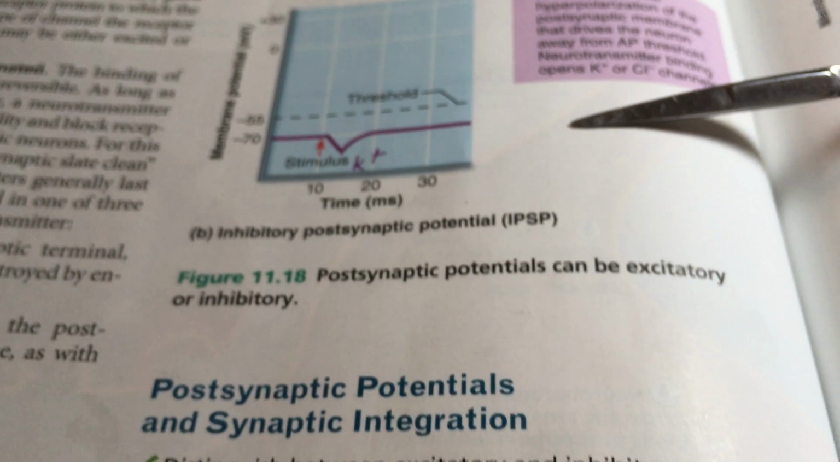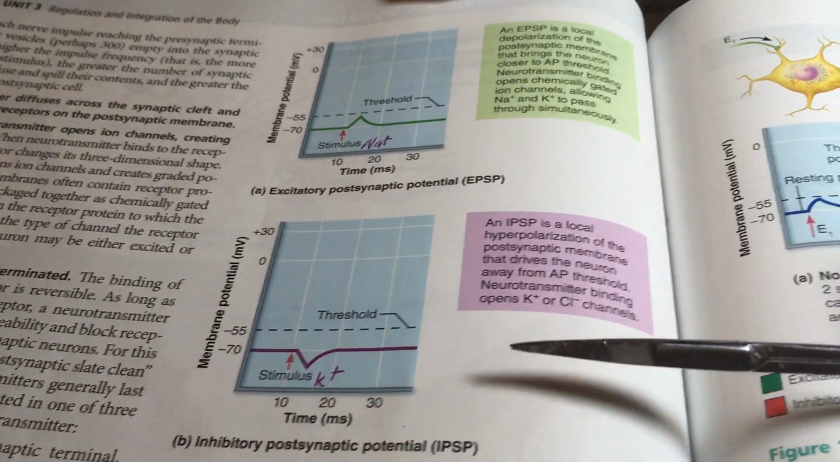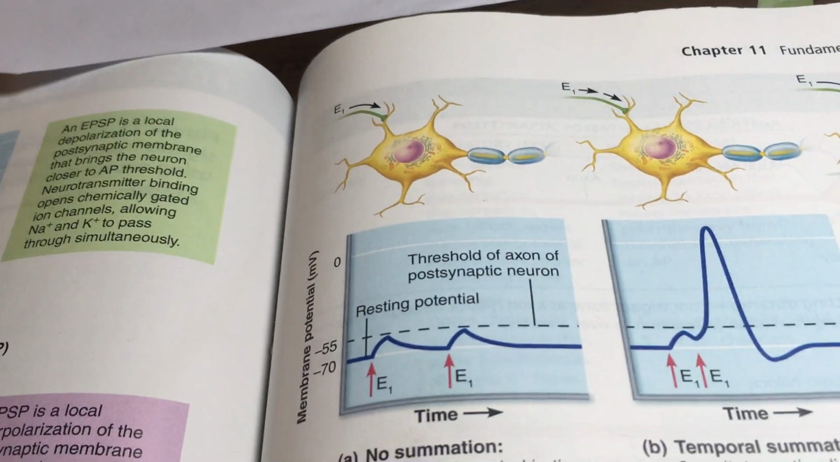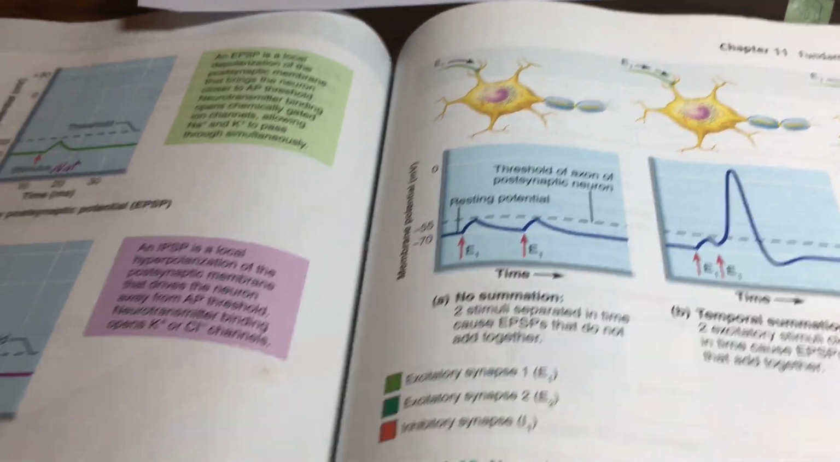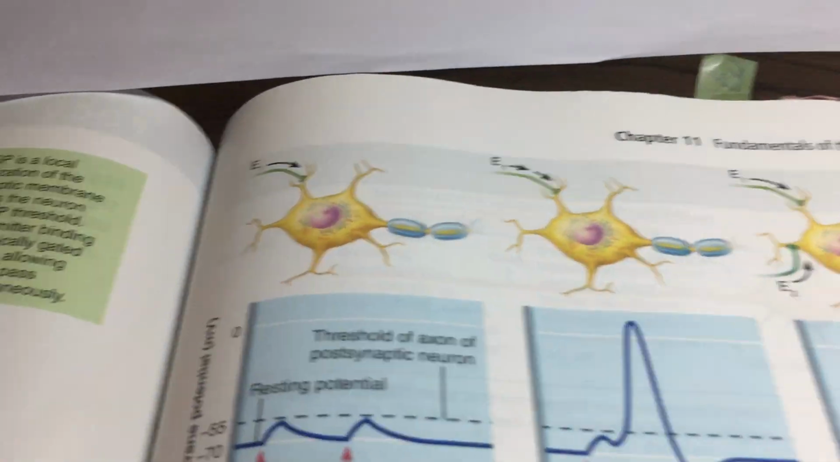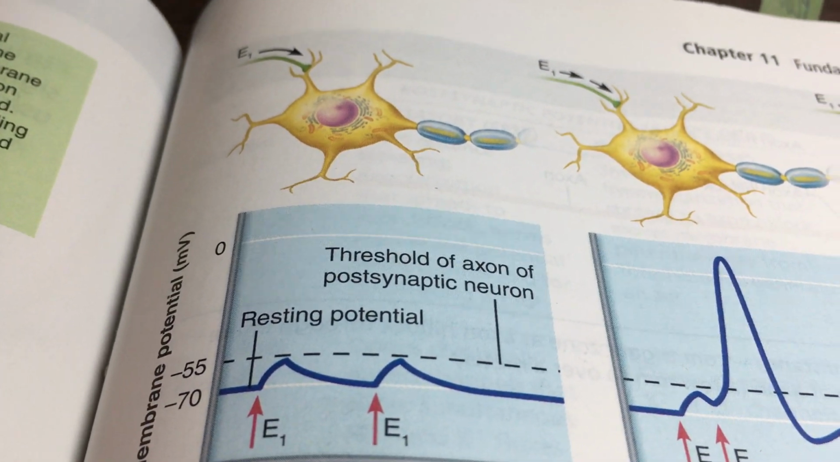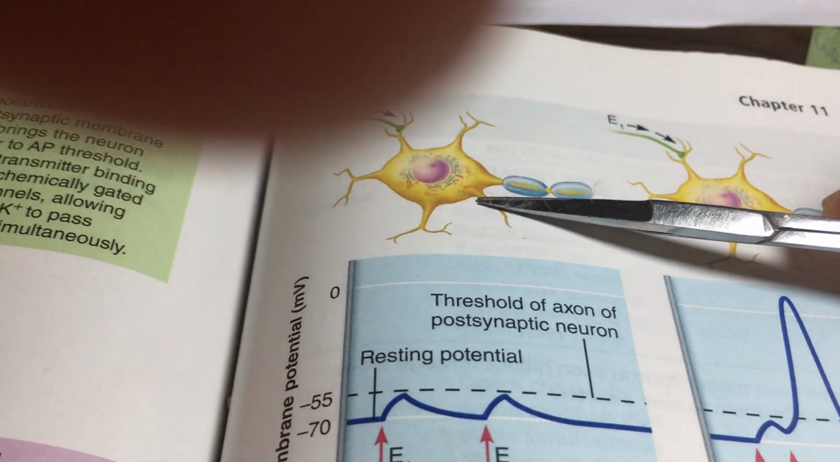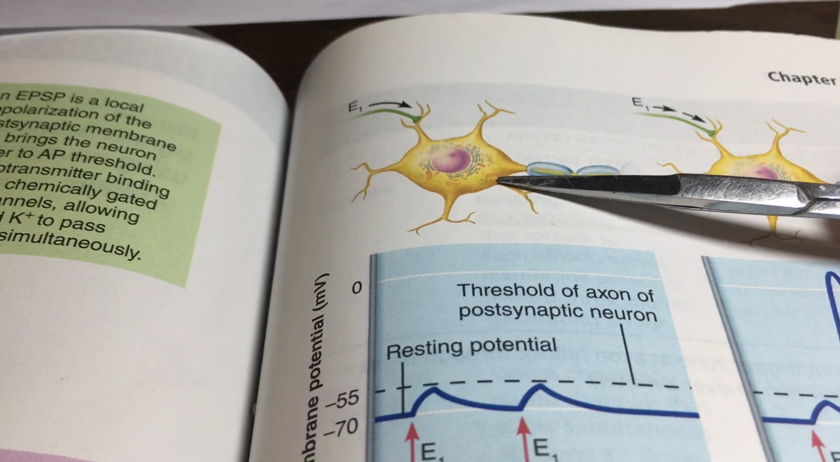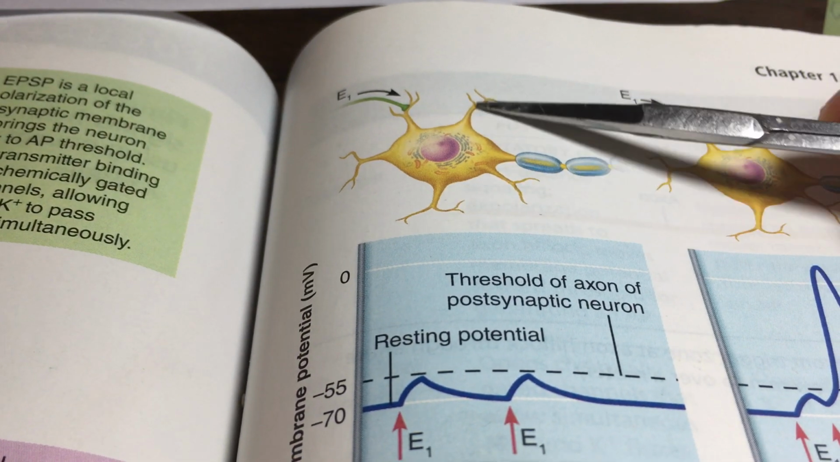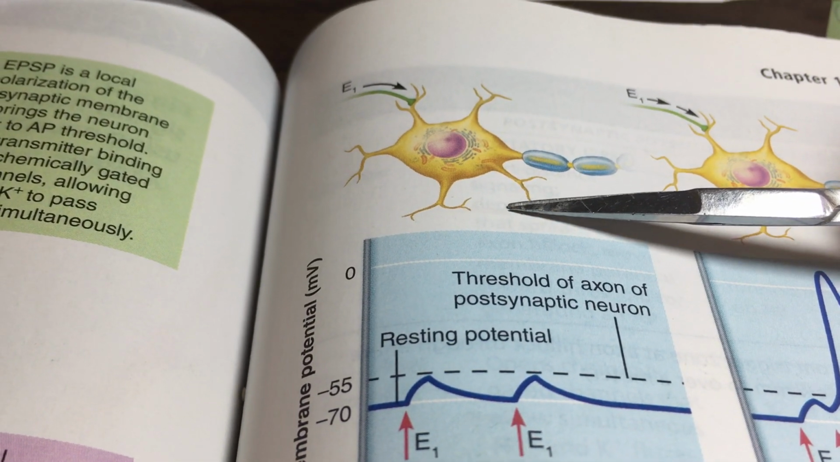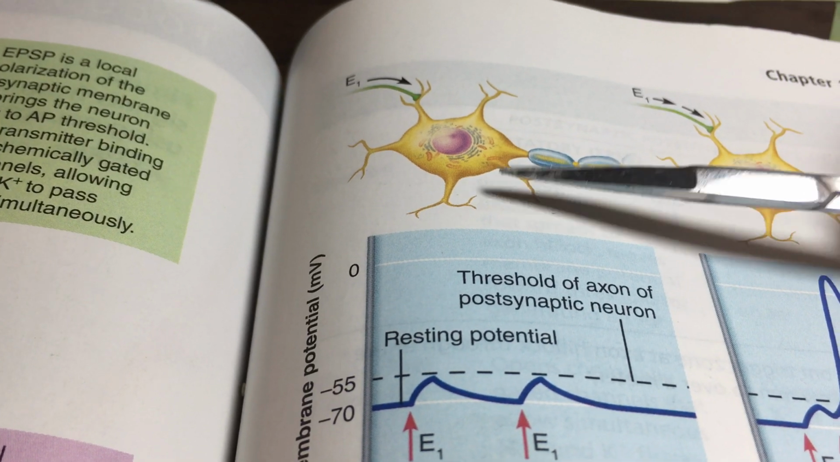Now they talk here about the integration of these things, and we come over here to take a look at what that could possibly mean. The idea here is that in many cases, particularly in the central nervous system, a cell body has many connections to other cell bodies and other parts of the brain.